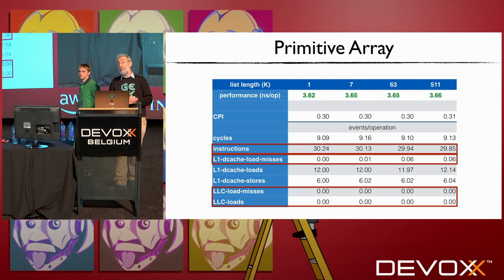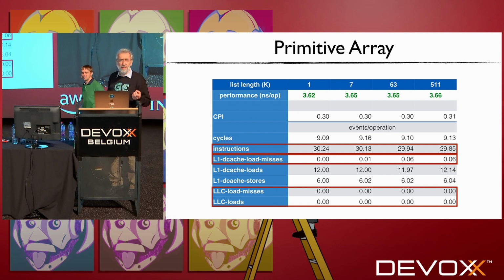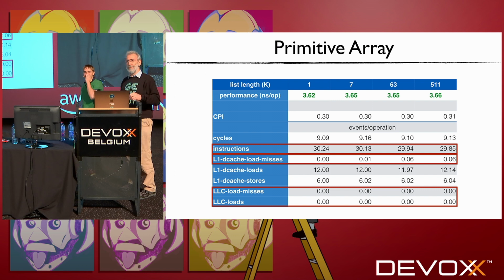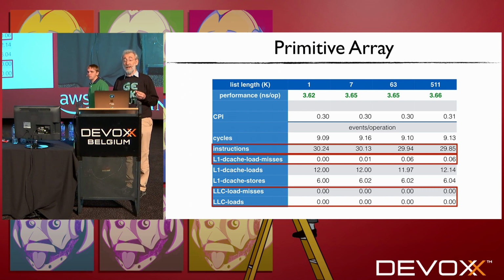If we do the same thing with a primitive array of ints, we don't have any of those problems at all. Well, that's an extreme case, because we can't always program with primitives, and I certainly wouldn't recommend that you always program with arrays rather than collections. That seems like a really big limitation. But if you look at this, you can see that the performance stays exactly the same along the top, and the reason is that only at the very end, with the biggest one, are you starting to get any level one cache misses. And there's no cache misses on the last level cache at all.